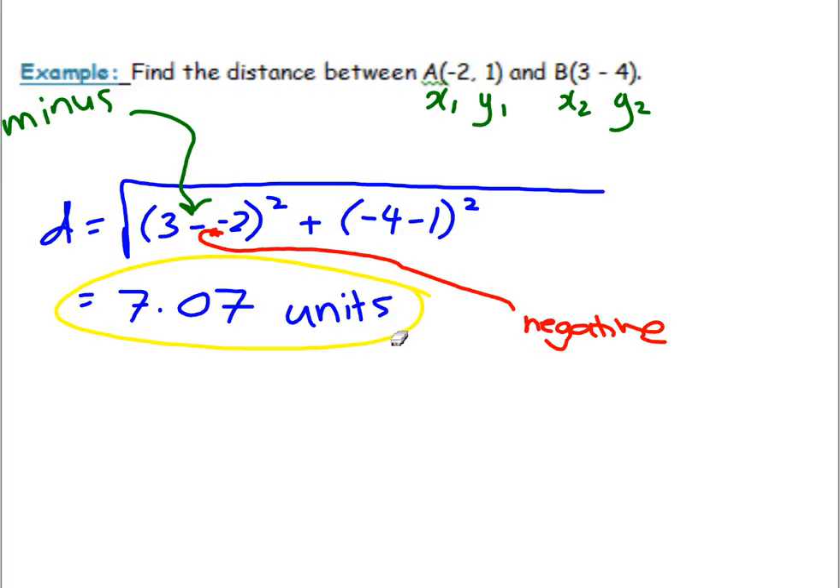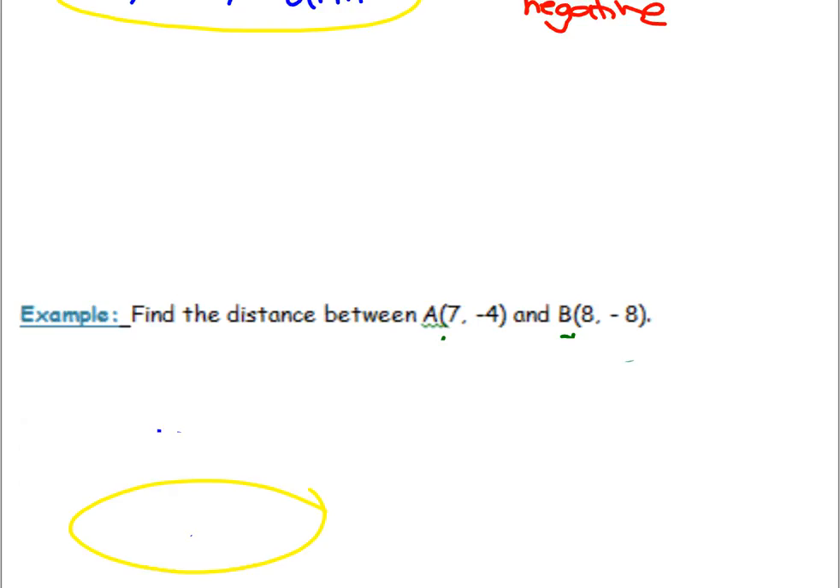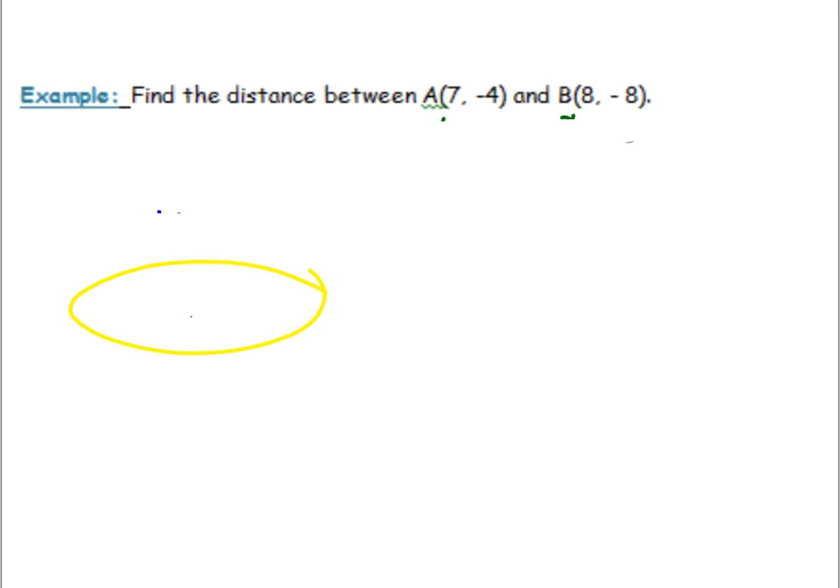And we've got another example down here. Find the distance between these two. Just very straightforward still, but a bit of repetition can help. x1, y1, x2, y2. Feel free to pause and do this one yourself first, and then see if you get the same answer as me.